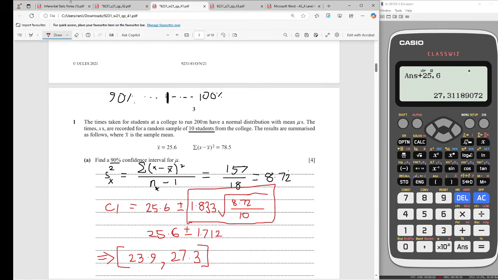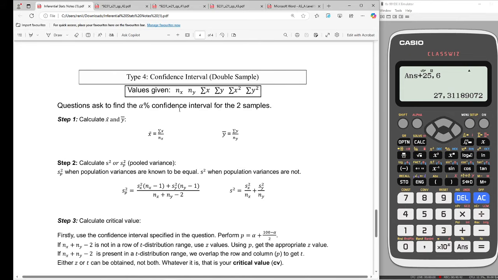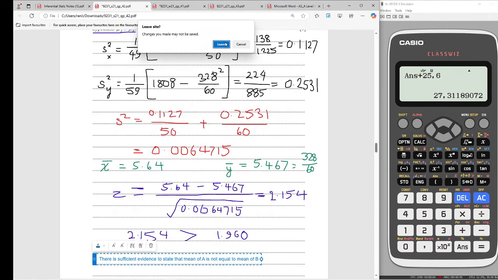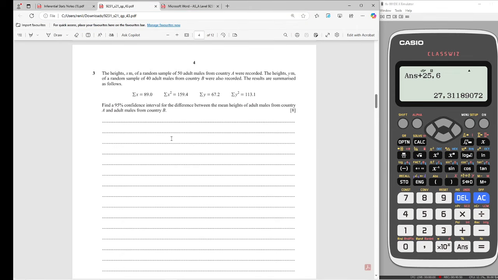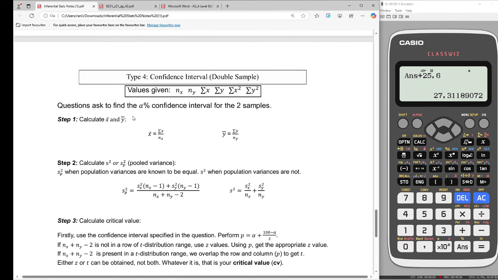Right. Moving on, we have double sample confidence interval. So let's just cut this off. Yeah. So let's solve the double sample confidence interval. Okay, fine. So first step is to calculate mean x, mean y, just as the previous one. Second step is to calculate S2 or S2P. Do note that I have not said to calculate S2x and S2y because it's going to be too much repetition. I'm pretty sure by now, this much into the document, you know how to calculate S2x and S2y.